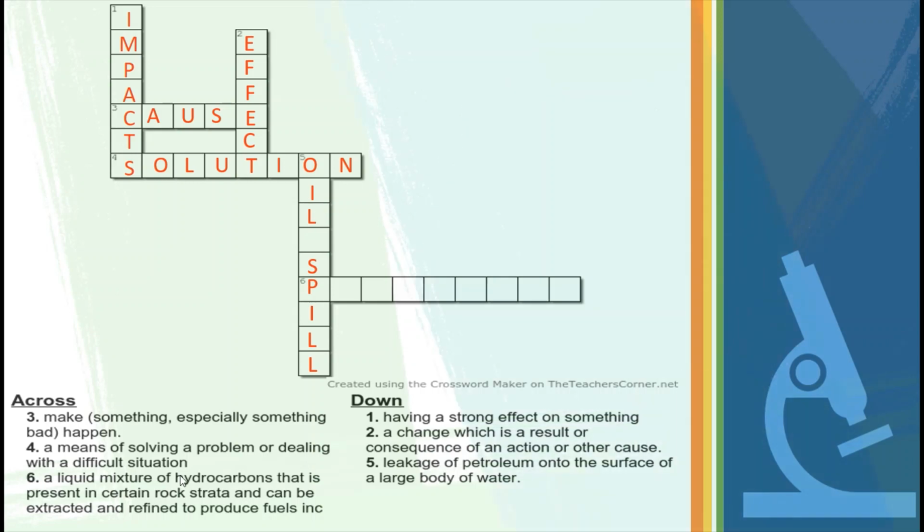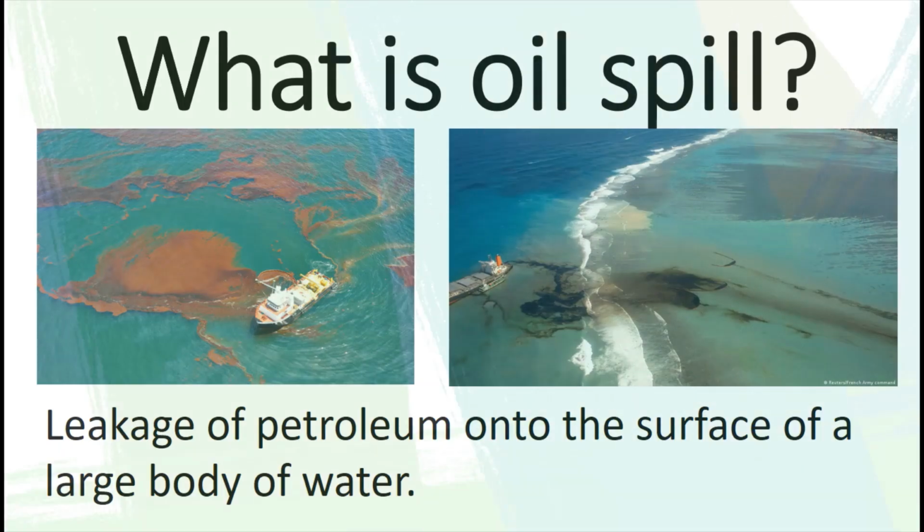A liquid mixture of hydrocarbons that is present in certain rock strata and can be extracted and refined to produce fuels. The answer is petroleum. Good job, everybody. Now, let's proceed to this question. What is an oil spill?